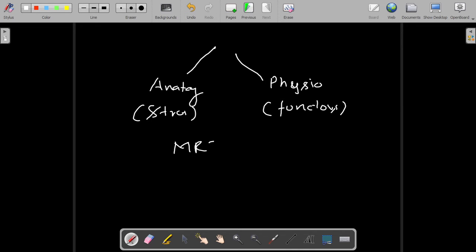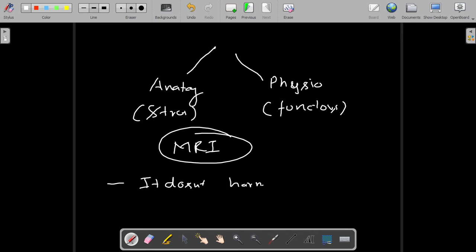The important part of MRI is that it doesn't use any harmful radiation. That is another striking feature, because your counterparts X-ray, CT or ultrasound pass some kind of radiation into the body, whereas with MRI, to date, no harmful effects have been reported. That itself tells you about the greatness of MRI.